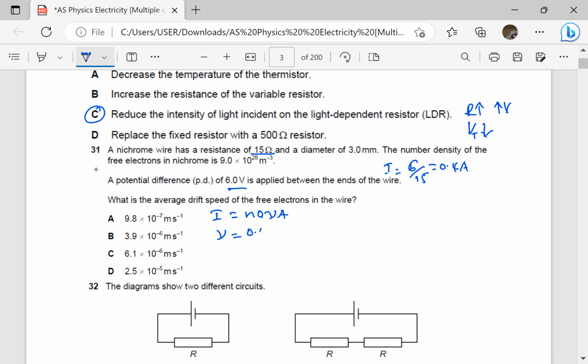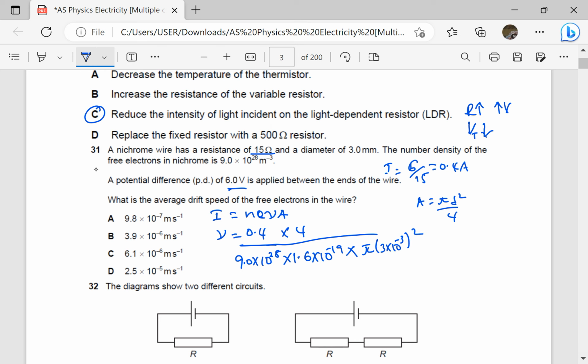So the current is 0.4 amperes divided by, I'm making v the subject, n is 9.0 times 10 power 28, then the charge of an electron is 1.6 times 10 power negative 19, divided by the cross-sectional area. They gave us the diameter. Area is equal to pi d squared over 4. So the 4 goes up, so we shall say times 4. In the denominator we have pi, then the diameter is 3 times 10 power negative 3, and that is squared.